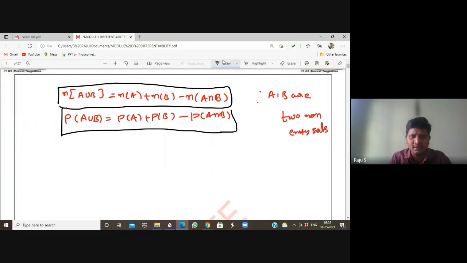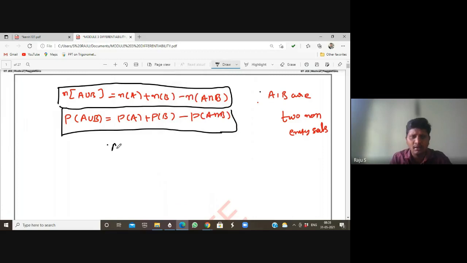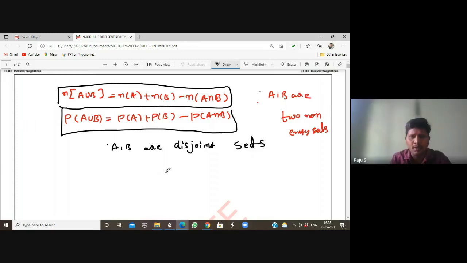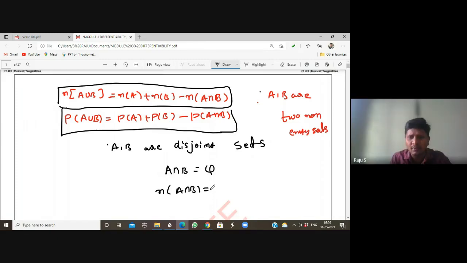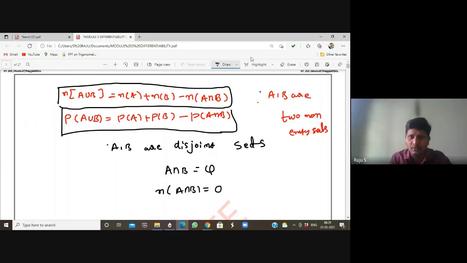In case A comma B are disjoint, disjoint means no common element. That is nothing but what is the intersection of the given two sets? Null set, the empty set. Then can you tell me the number of elements in the null set? Zero. Okay.